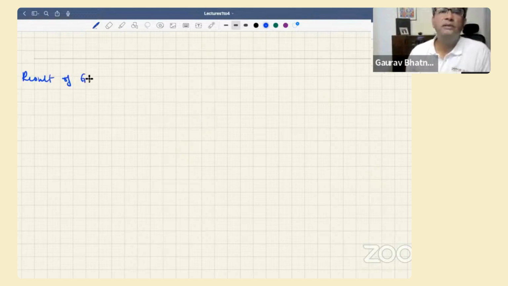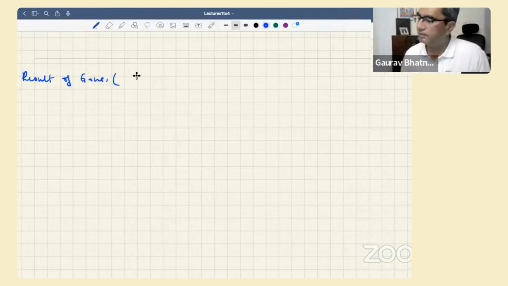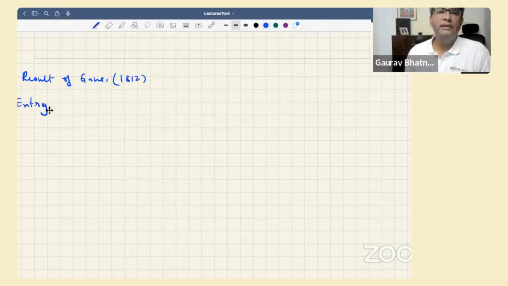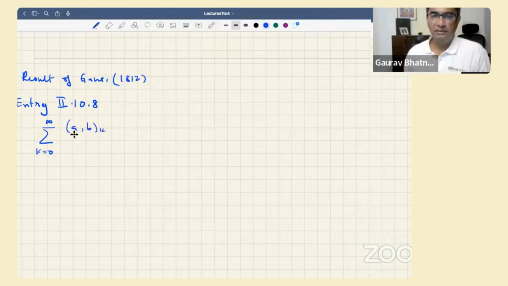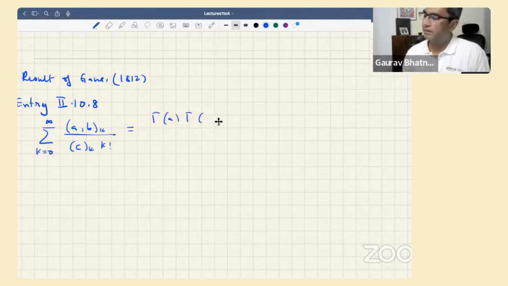of Gauss from 1812, and Ramanujan recorded it as entry 8, in volume 2, chapter 10. And this is the summation k going from 0 to infinity, a sub k, b sub k, over c sub k, k factorial. This is equal to gamma c, gamma c minus a minus b, over gamma c minus a, gamma c minus b.